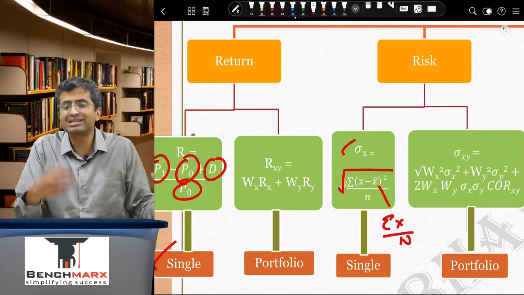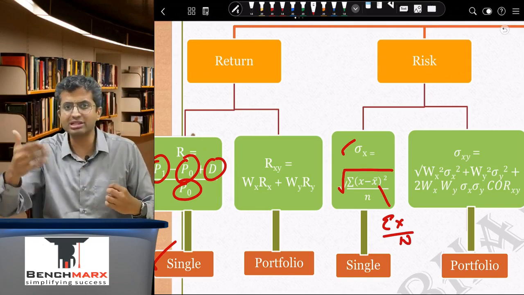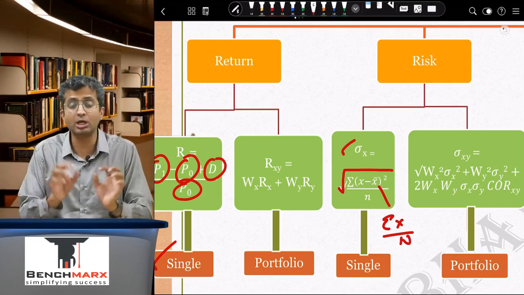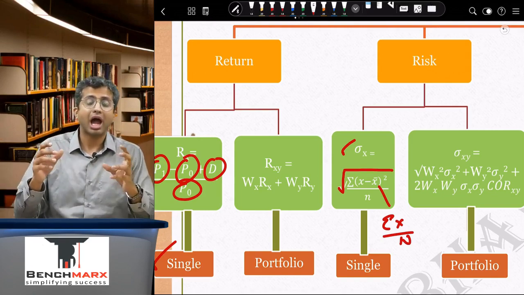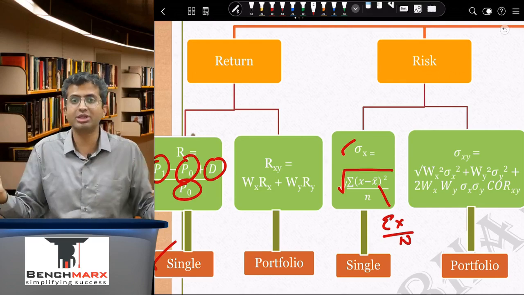However, what is the birth point of risk? The fact that in some of the years you might earn 10, some of the years you might earn 30, and as a result over here we are going to have a volatility. So this is X minus X bar. Why do we square it?